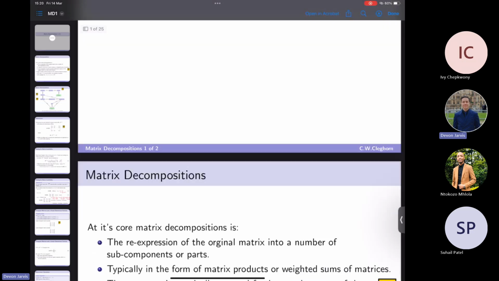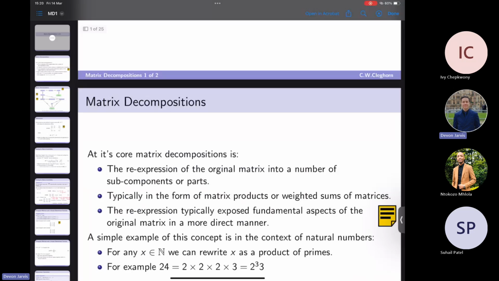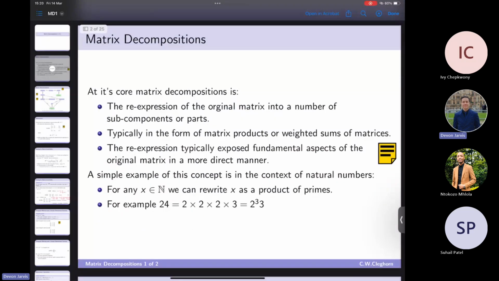Let's look at some matrix decomposition now. So we've done analytic geometry and linear algebra. We can now get to one of the major applications of this whole thing and one of the greatest successes of linear algebra, which is matrix decomposition. At its core, this is the idea that we want to re-express an original matrix into a number of subcomponents or parts, typically in the form of a matrix product or weighted sum of matrices. And the re-expression typically exposes fundamental aspects of the original matrix in a more direct manner.